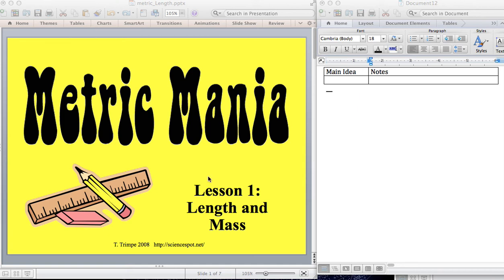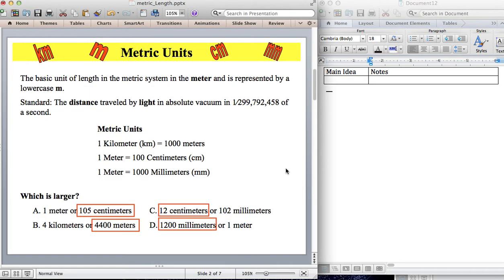Alright, tonight's video looks at length and mass. These are two important things that we'll be learning how to measure in our measurement section of this unit. So we're going to start with these two. We'll move on to volume, density, and temperature throughout the week. But let's start with length and mass, two pretty straightforward topics.